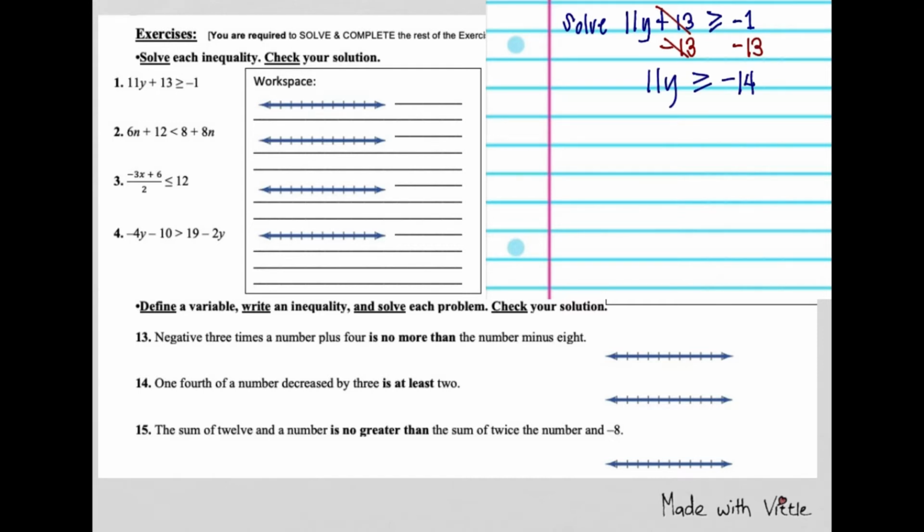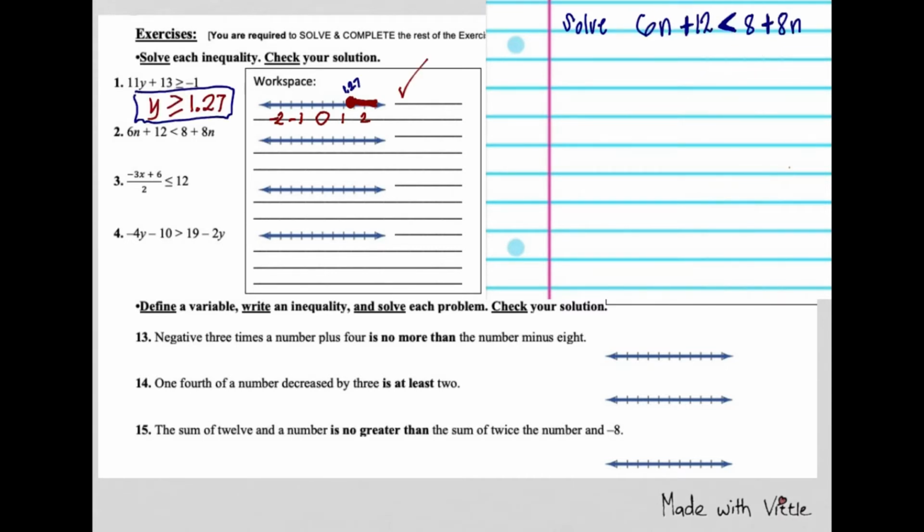Now we do the opposite of multiplication. Divide both sides by 11. Here we don't have to reverse the inequality symbol. Why? Because the bottom number we're trying to divide with is not a negative, okay? It's the negative 14 on the top. But if it's at the bottom that we're trying to divide with and it's negative, then that's when we reverse the inequality symbol, okay?